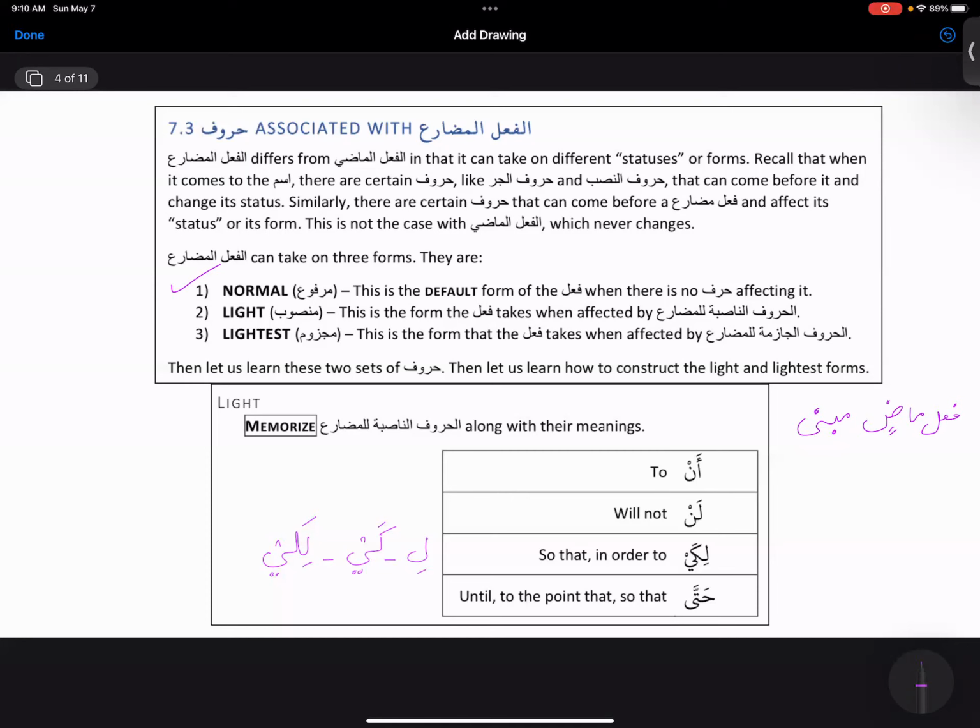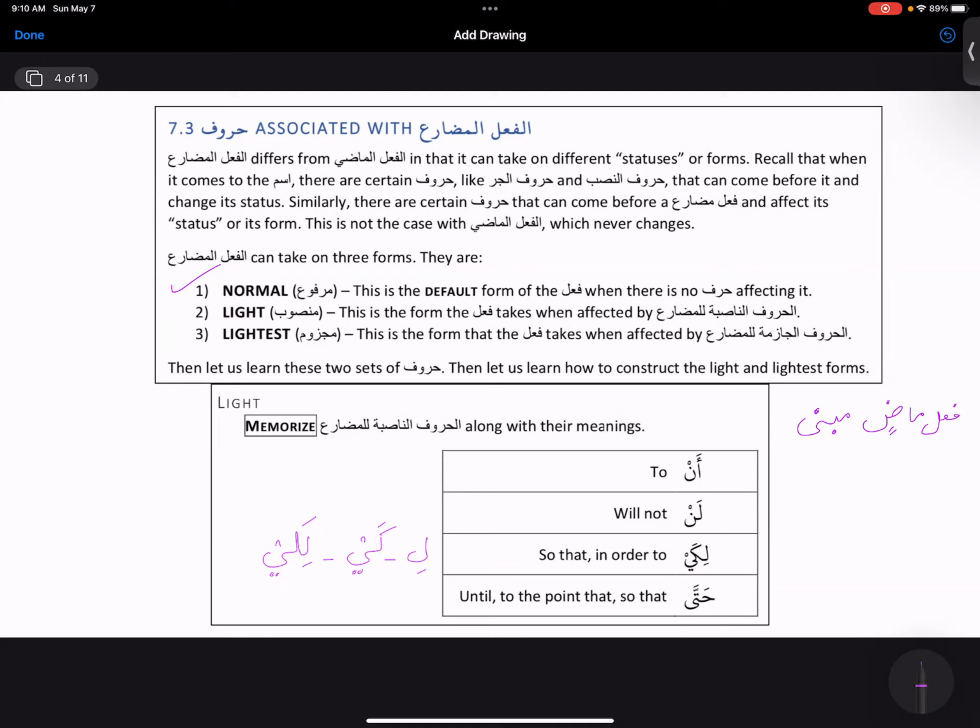Do not take what we are going to learn today as an ism. Ism is totally different, and fail is totally different, right? So we are not going to think that fail mudariya has status. Can fail mudariya have status? No. But fail mudariya can have different moods. It can have three moods.